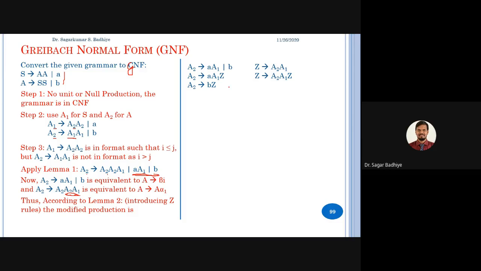A2 rules are in GNF. These are the A1 rules, so these are also not in GNF. Now we have converted all A2 rules into GNF, but Z rules are not in GNF and A1 rules are also not all in GNF. This rule is in GNF, but the first A1 rule is not in GNF, so we need to convert it. For converting it to GNF, we need to again apply lemma 1 and lemma 2. Are you getting what I am trying to explain?